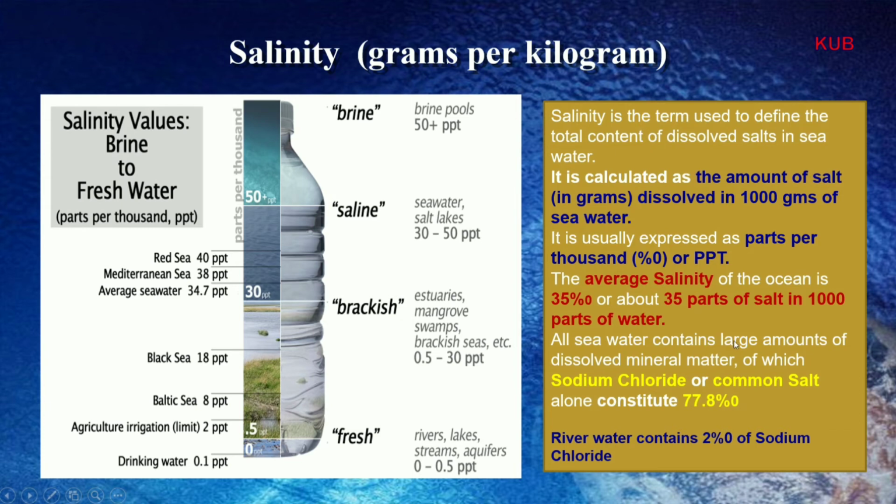The average salinity of the ocean is 35 ppt, or about 35 parts of salt in 1000 parts of water. All seawater contains a large amount of dissolved mineral matter, of which sodium chloride, or common salt, alone constitutes 77.8%. River water contains 2% of sodium chloride. Brine pools are about 50 ppt, and saline water salt lakes are 30 to 50 ppt. The Red Sea contains 40 ppt, which is very salty water. The Mediterranean Sea is 38 ppt. Average seawater is 34.7 ppt, parts per thousand. Brackish water is less salty, and the Black Sea contains 18 ppt. Drinking water contains only 0.1 ppt.